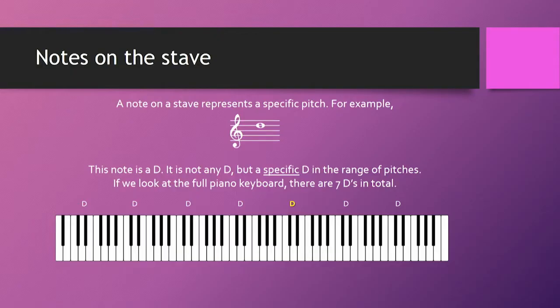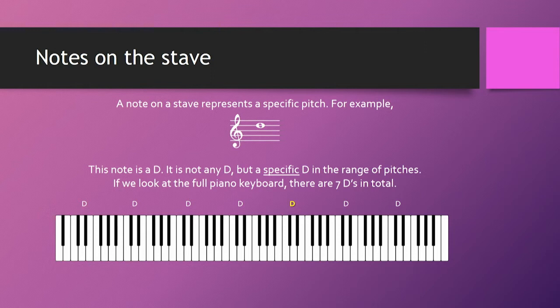If we look at the piano keyboard in that picture, you'll see that for the whole piano keyboard, there are 7 Ds. The D that is written in the treble clef on the fourth line is a very specific D. It's the D that I've put in yellow. I hope you can see the yellow on your screen. It's the 1, 2, 3, 4, the 5th D from the bottom. It's that specific D. It's not any of the other Ds. So musical notation gives us an exact pitch, exactly where it is on the keyboard.